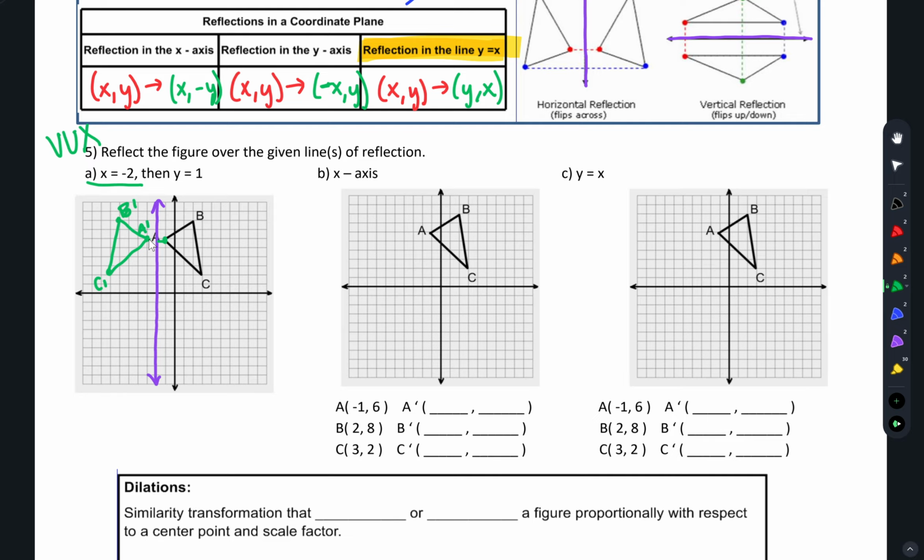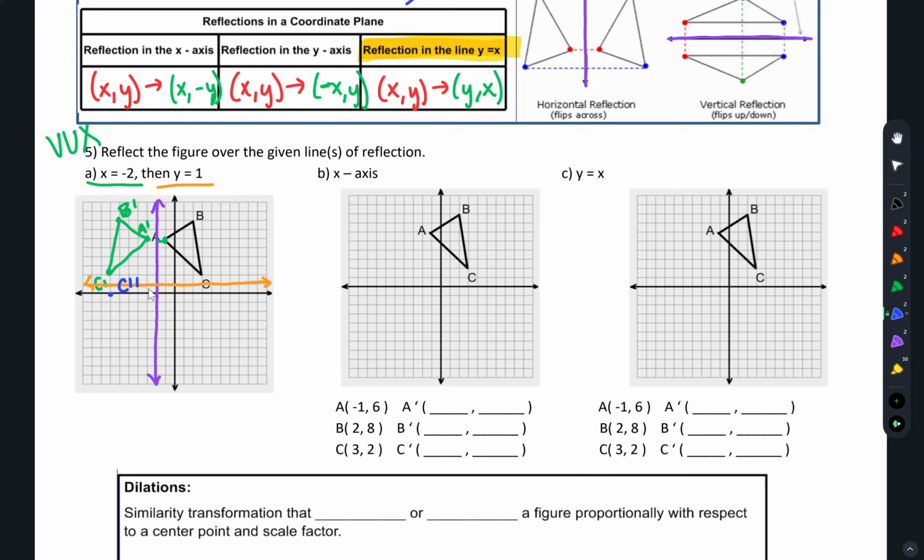There's our first reflection. However, now there's a second reflection in this problem. I'm now going to take that shape that I just drew and reflect it over the line of symmetry, the line of reflection, y equals 1. And I'm going to repeat that process. I'm going to flip C 1 away from my line of reflection. And now I can't say C prime because I already have C prime, so I'm going to call this C double prime.